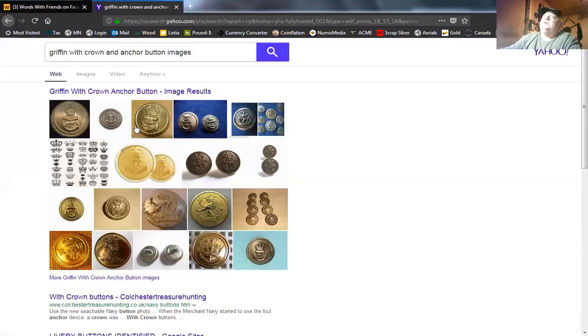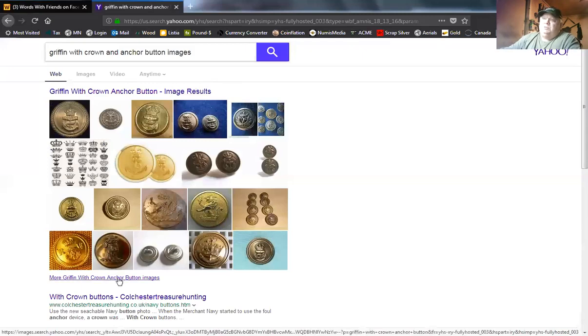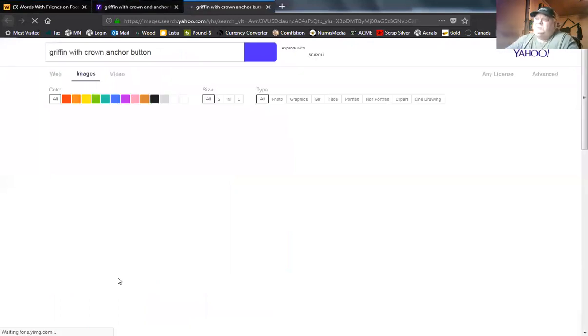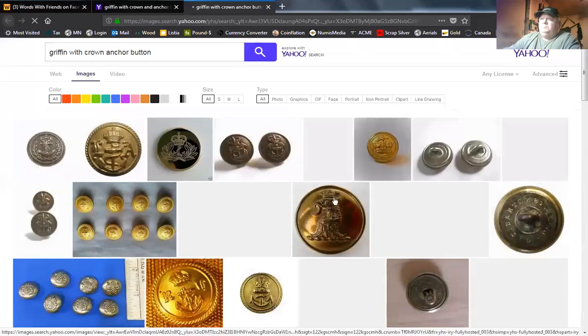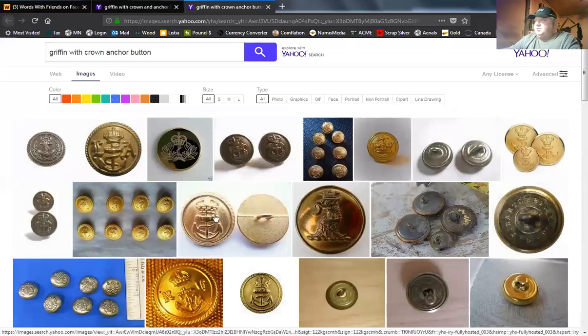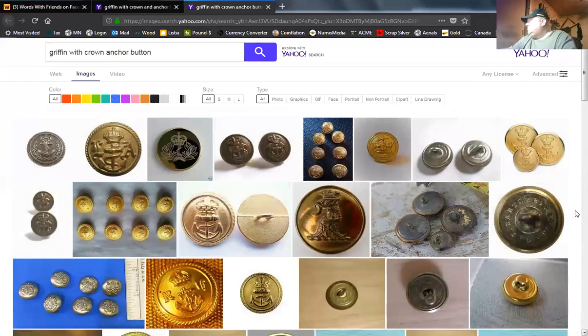And then you just search the listings that they have up on the internet for that particular style button. Now it's going to pull up all other crap too, anything to do with a griffin, anything to do with the crown, but with the buttons, it'll show you varieties. Griffin with a crown. See, look at that. Anchor with a crown, no griffin. Crown with an anchor. There's so many different style buttons.